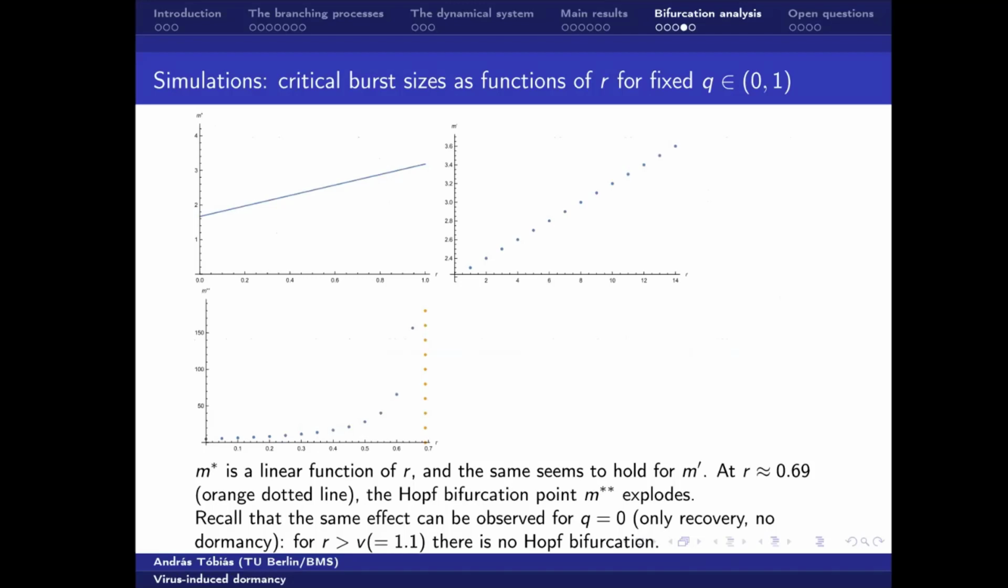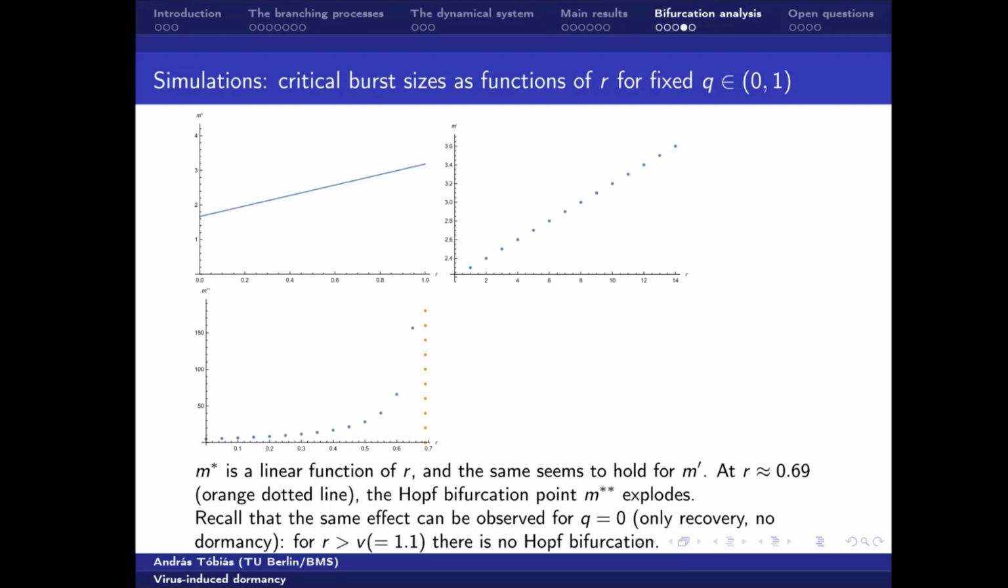M star, where the coexistence equilibrium appears, is a linear function of R. Also, we don't know the equation, but it seems that this other point, where we have the emergence of complex eigenvalues, also depends linearly on R. But the Hopf bifurcation point doesn't. It starts growing, grows more and more, and in this case, at R approximately 0.69, it explodes. So this means that if R is larger than this number, we never have a Hopf bifurcation, but we have stability of the coexistence equilibrium whenever it exists.